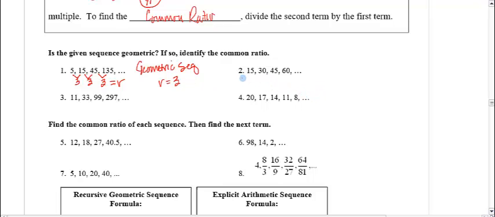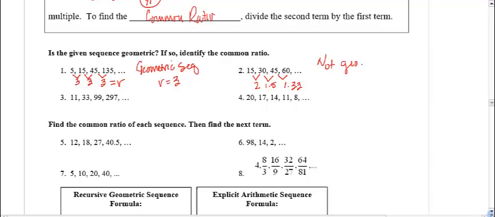So if we look at example 2 over here, we're going to do this same thing, divide 30 by 15. And we can all handle that, that's 2. But if we divide 45 by 30, we'll notice it isn't 2. It actually comes out to be 1.5. And then if we continue that pattern, with the aid of a calculator, it's going to come out to be 1.33. So this is not geometric, and there is no r.